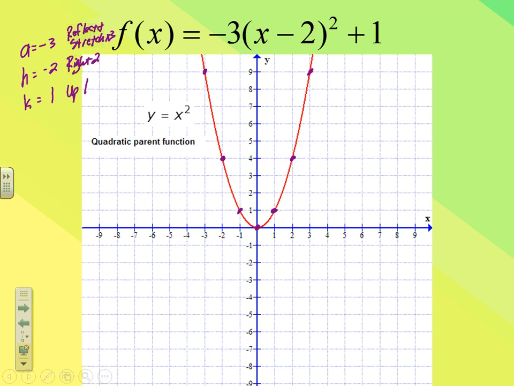Now, sometimes it does help to have a specific order in which to transform these things, but we're going to do the translations first.